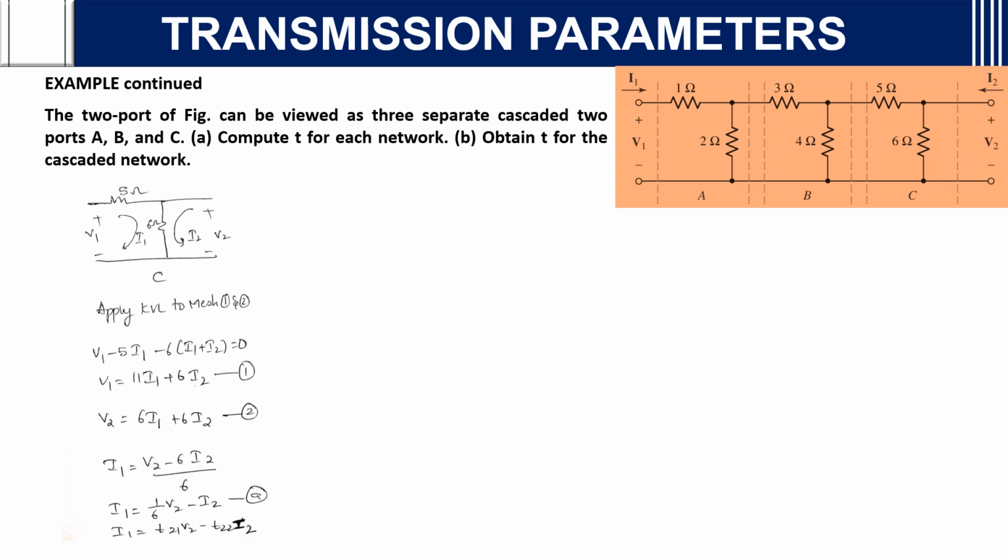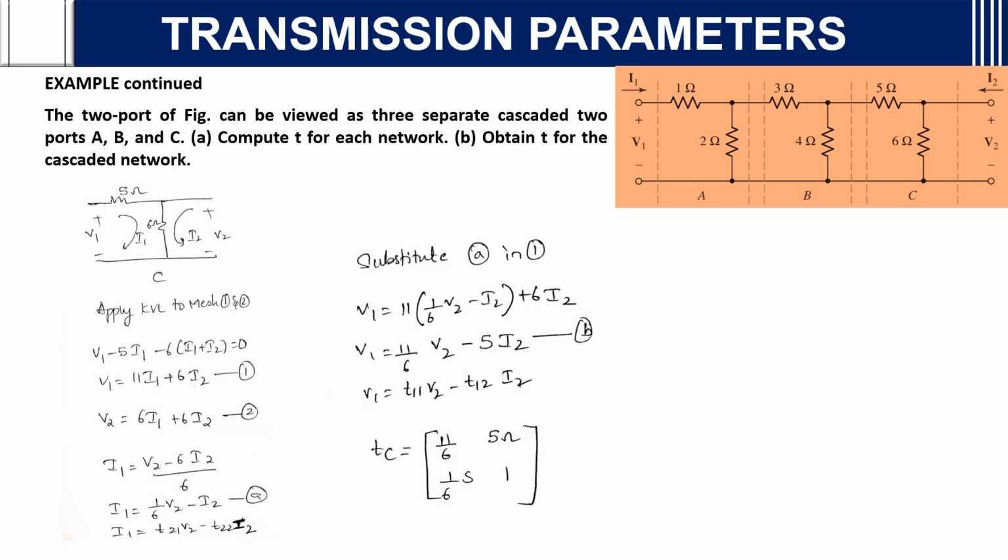So you got T21 and T22. If you want T11 and T12, you need to substitute this I1 in equation 1. You will get V1 equals 11 into 1 by 6 V2 minus I2 plus 6 I2. So V1 will be equal to 11 by 6 V2 minus 5 I2. So it is in the form of V1 equals T11 V2 minus T12 I2. So we got the third TC network T matrix also.